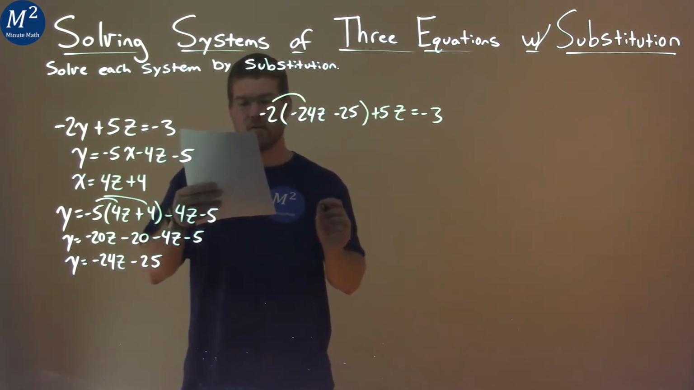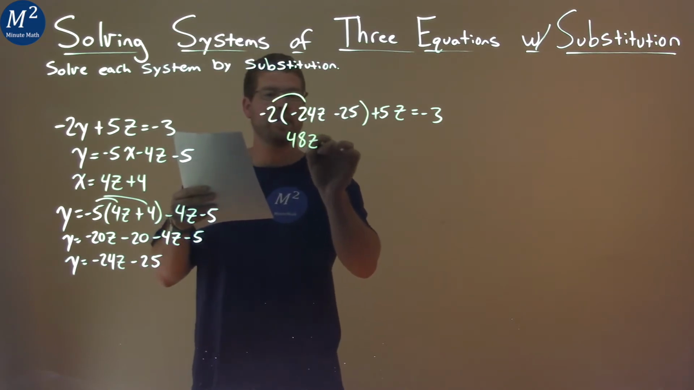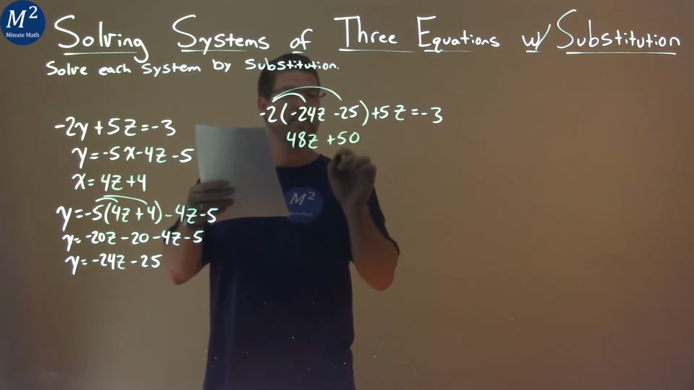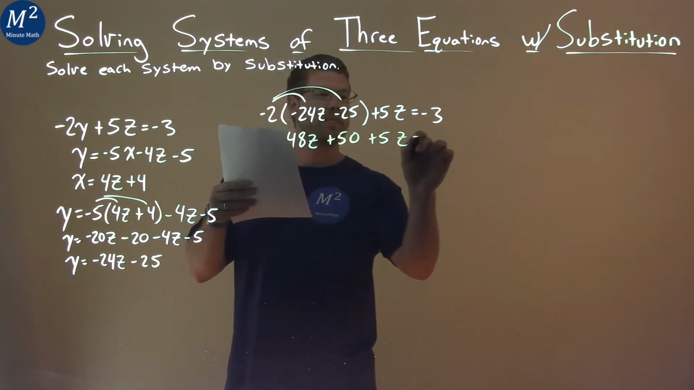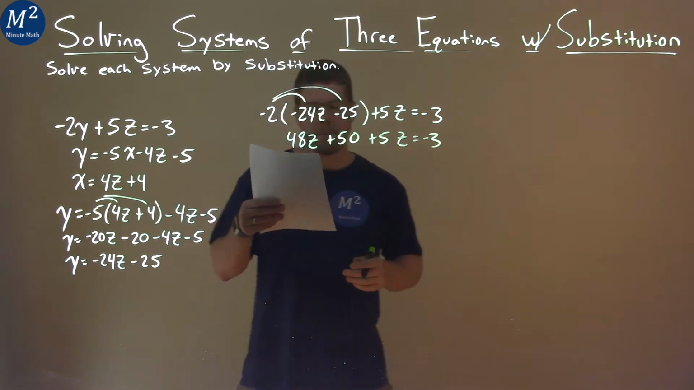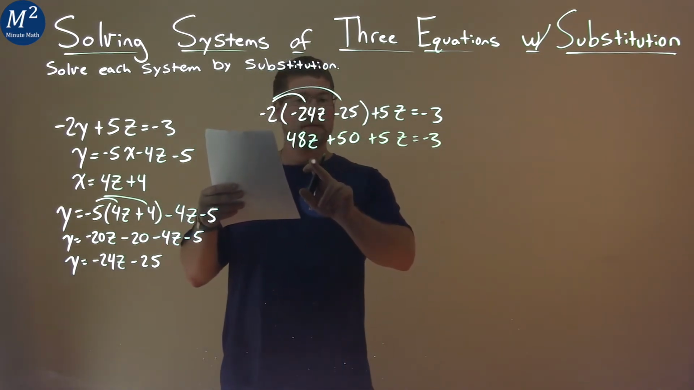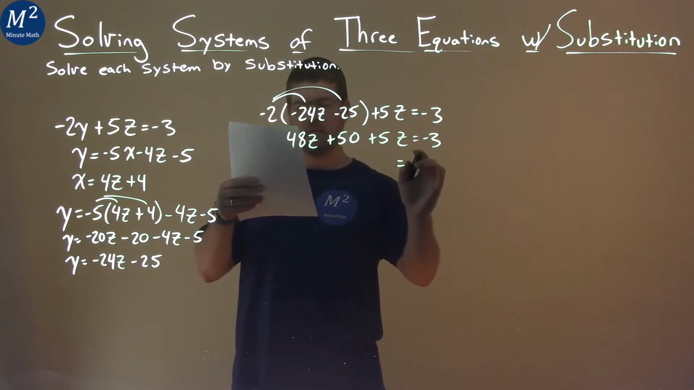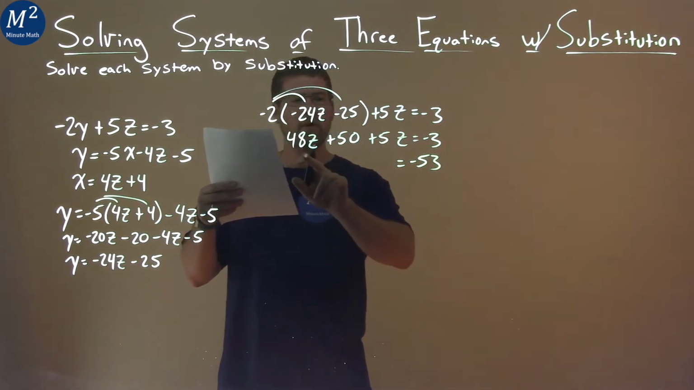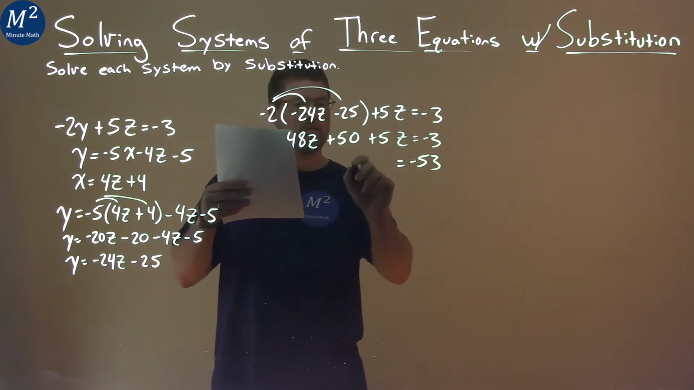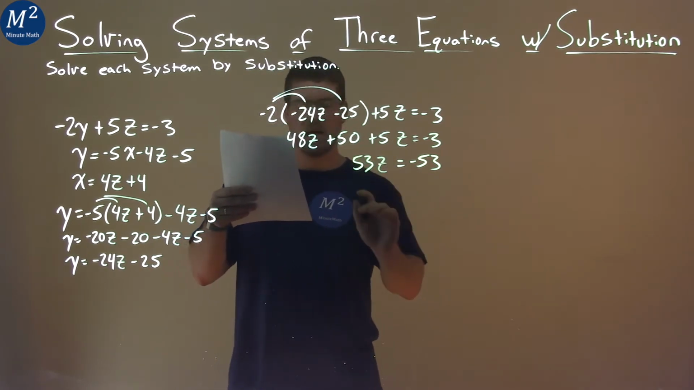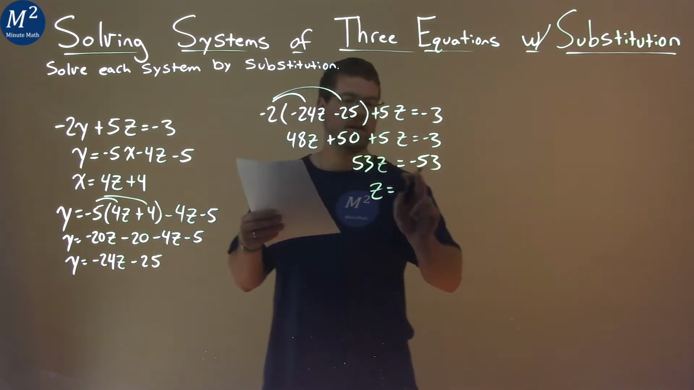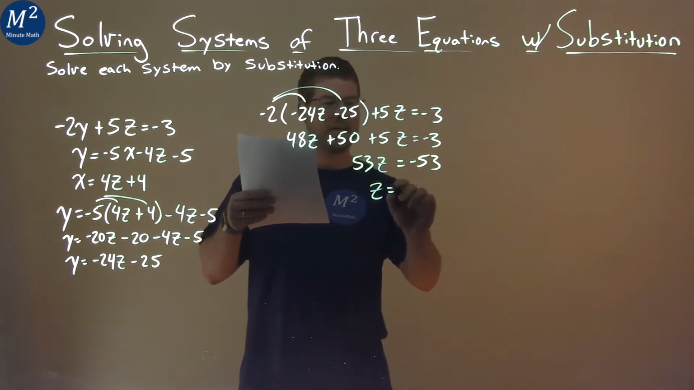Negative 2 times negative 24z is a 48z, and negative 2 times the negative 25 is a positive 50. We have a 5z here, and a negative 3. We now want to combine our like terms. Let's subtract a 50 to both sides here, and negative 3 minus 50 is a negative 53. 48z plus the 5z is a 53z. Look how that works out. Now we can divide both sides by 53, and z is by itself, and negative 53 divided by 53 is just a negative 1. That's nice.